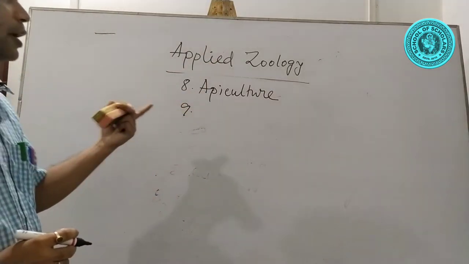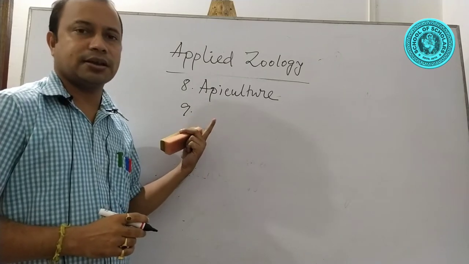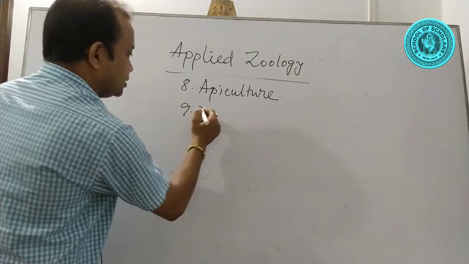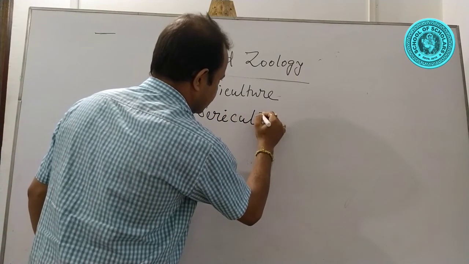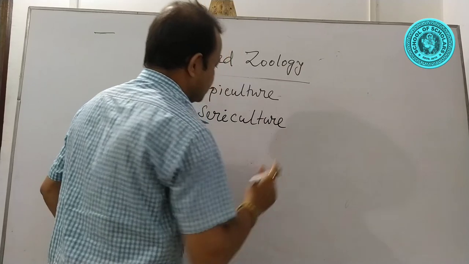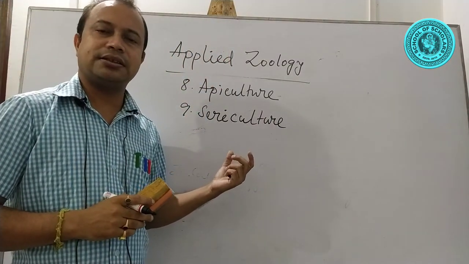Apiculture. Apiculture is the branch which deals with the study of honeybee and their products. Next one is sericulture. Sericulture means this branch deals with the study of sericea genus insect, means silkworm.